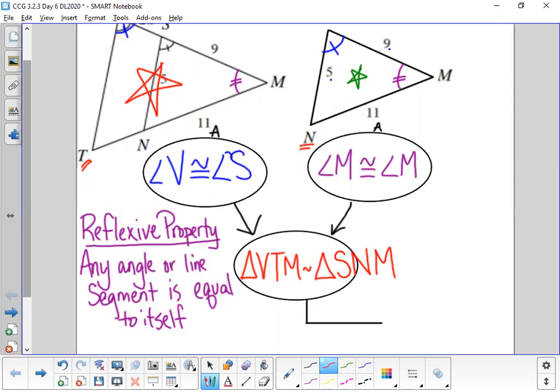So remember, you get to pick the order you write your first triangle in, but whichever order you write that first one in tells you how you have to write the second one. So triangle VTM is similar to triangle SNM. And then my reason for that is the condition that we just met, which was angle-angle similarity.